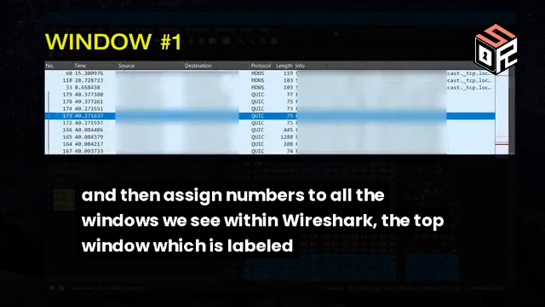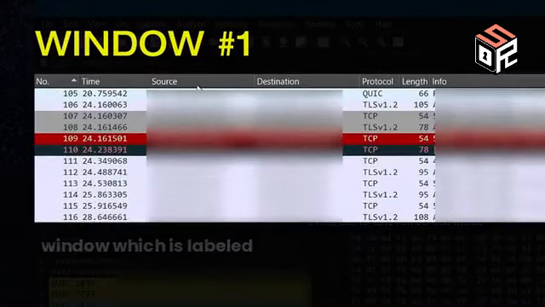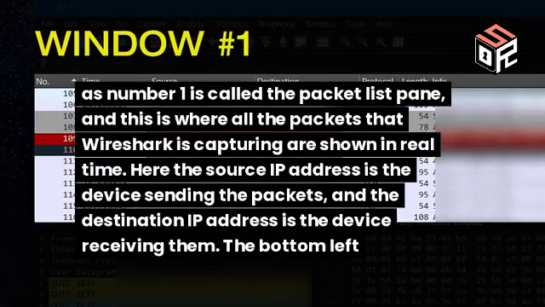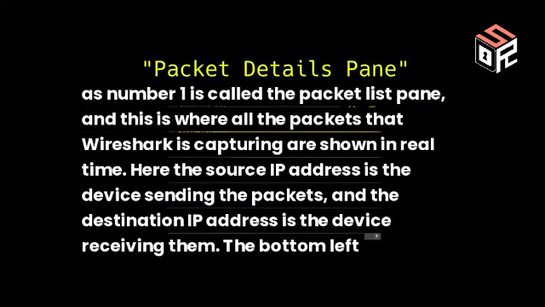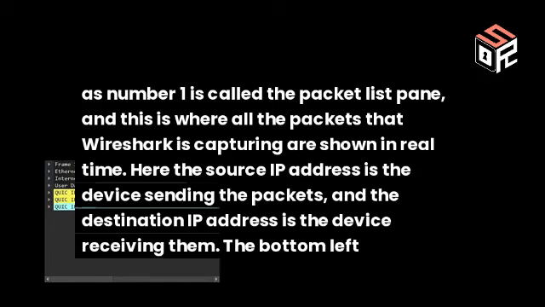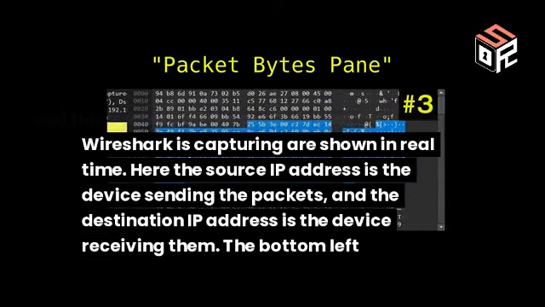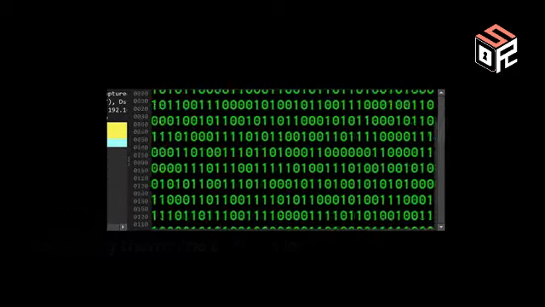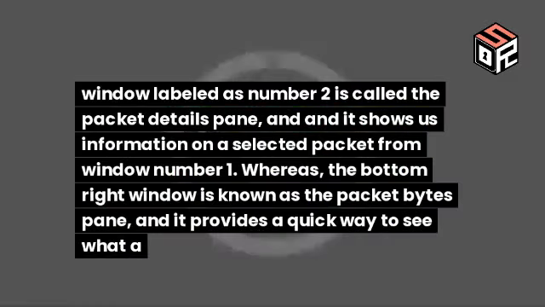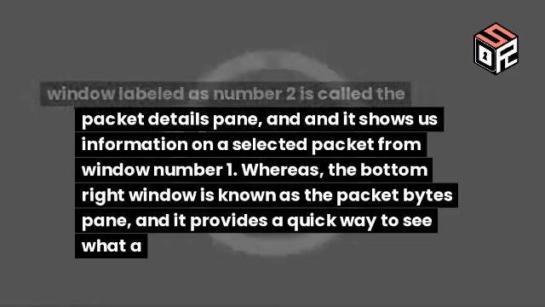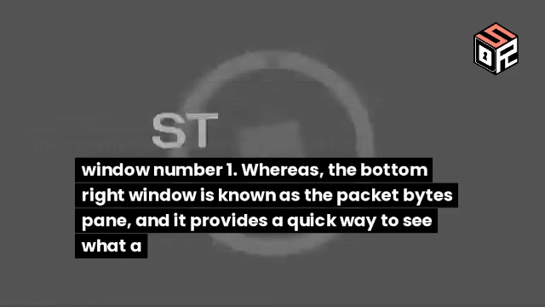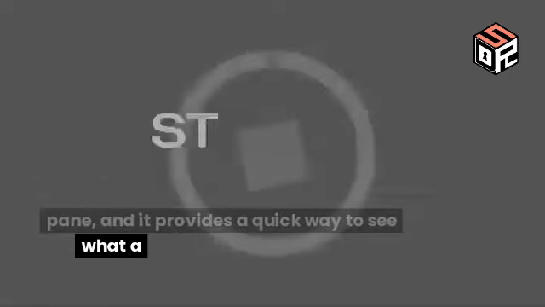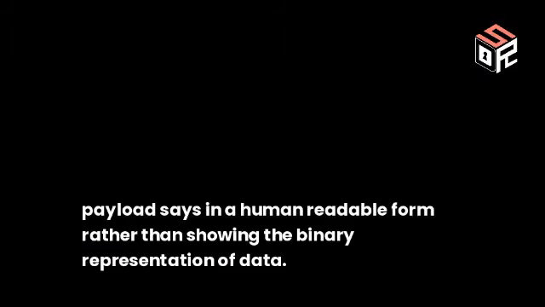Now, if we stop capturing the packets by clicking on this red button here, and then assign numbers to all the windows we see within Wireshark. The top window, which is labeled as number 1, is called the packet list pane, and this is where all the packets that Wireshark is capturing are shown in real time. Here, the source IP address is the device sending the packets, and the destination IP address is the device receiving them. The bottom left window labeled as number 2 is called the packet details pane, and then it shows us information on a selected packet from window number 1. Whereas the bottom right window is known as the packet bytes pane, and it provides a quick way to see what a payload says in a human-readable form rather than showing the binary representation of data.